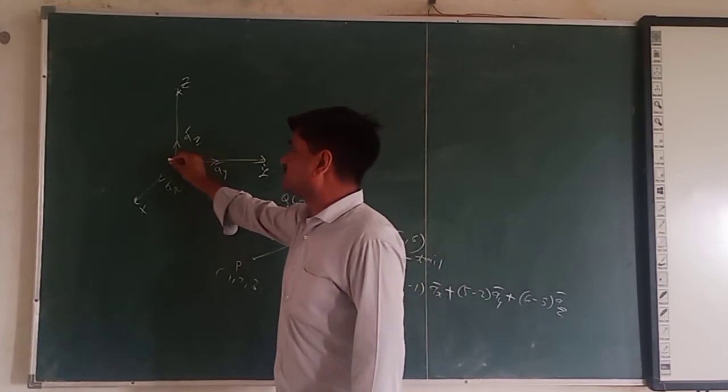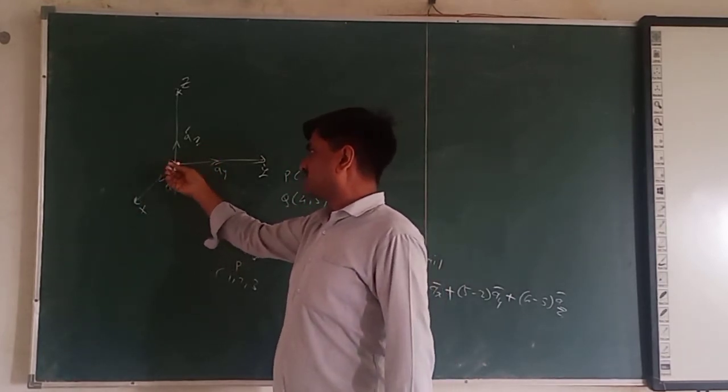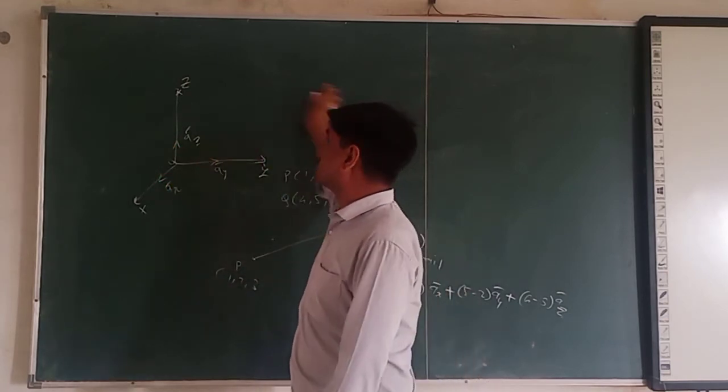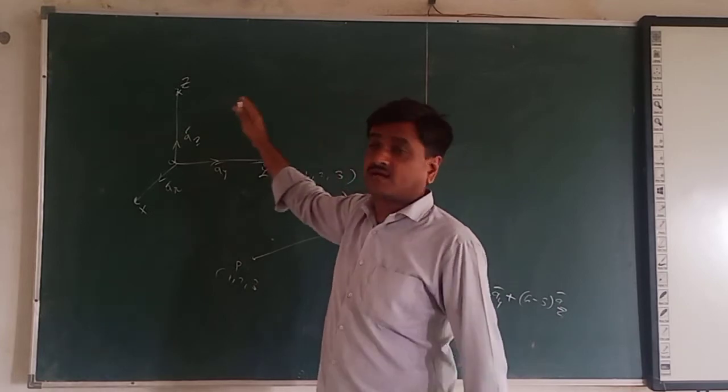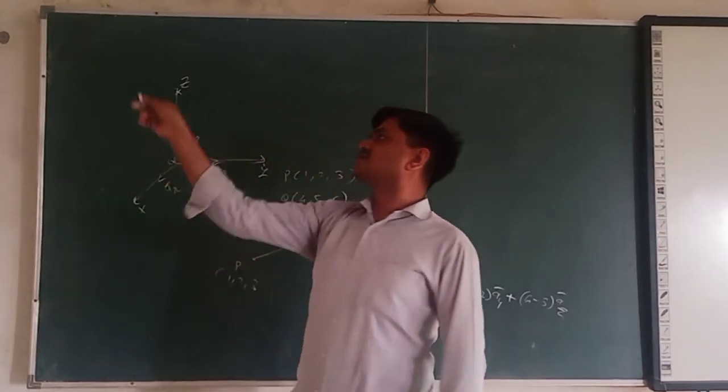As we know, this is the origin, and x is increasing in this direction. Actually, the x axis is from the blackboard towards you. In the two-dimensional system, the blackboard is a two-dimensional system, and therefore it is shown like this. But actually, it is coming out of the blackboard like this.